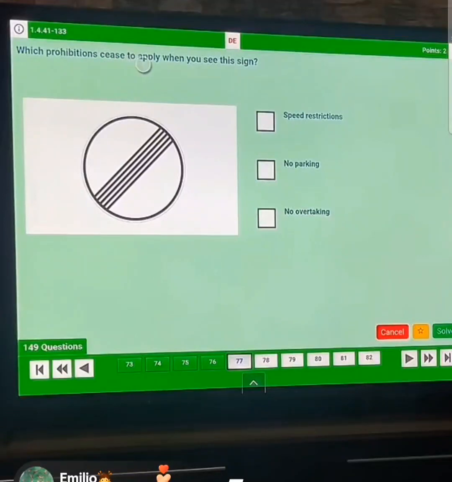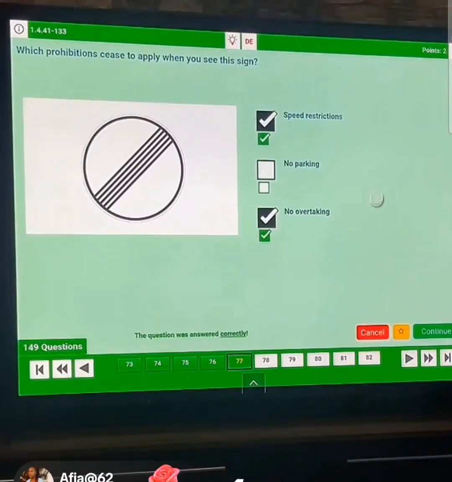Which prohibition ceases to apply when you see the sign? The speed restriction, no parking, no overtaking. All these ones, they have stopped.